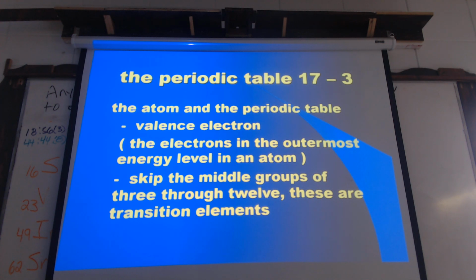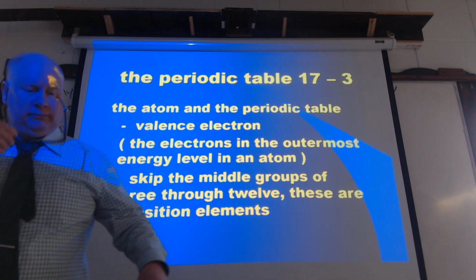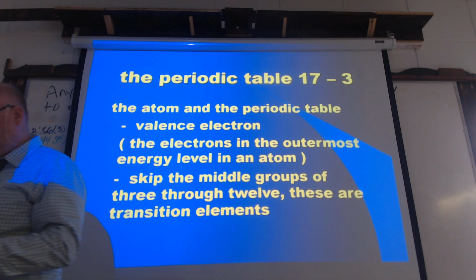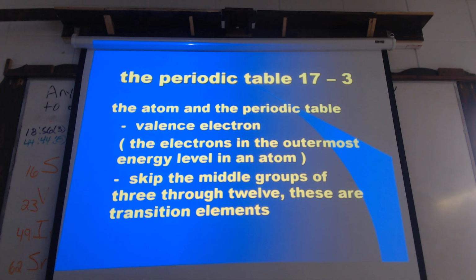So can anyone give me an example of a transition metal? And what element is it? When we say what element is it, we want the atomic number for that. 21, okay? So what block is that in? It's in the D block, okay? How many columns are in the D block? There are 10 of them.